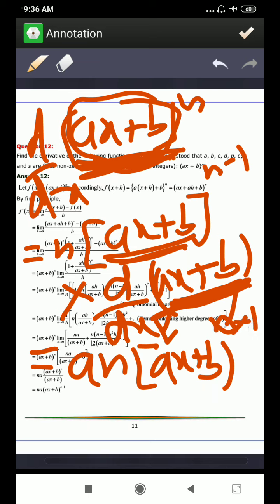So the derivative of (ax plus b) raised to power n will be n into (ax plus b) raised to power n minus 1 as it is, into differentiation of ax plus b. Now differentiation of ax plus b will be a. So it is an into (ax plus b) raised to power n minus 1 is the derivative of this.